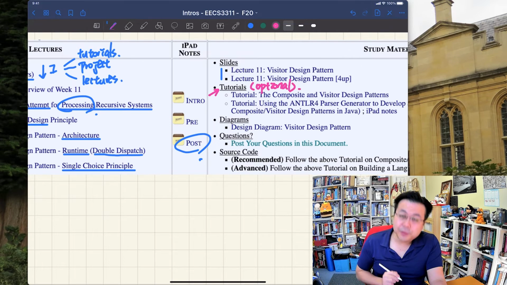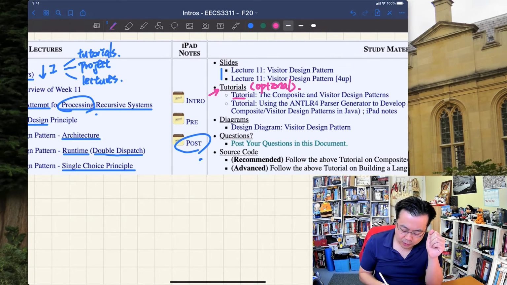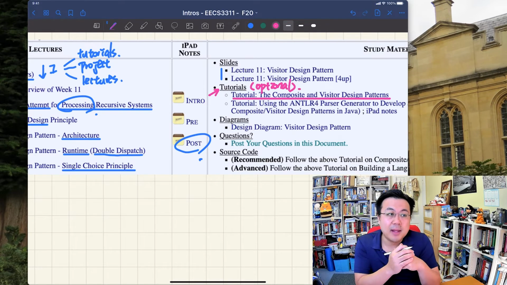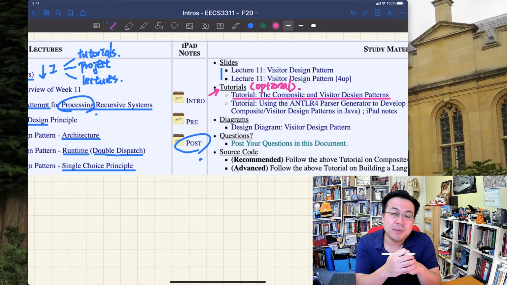However, for those of you who want to strengthen your understanding beyond the lectures, I would recommend at least following the tutorial for the composite and visitor design pattern. So that would be what I recommend. That one really tries to show you how to build the composite and visitor design patterns from scratch. So that could be a nice hands-on experience for you. Later on, if you try to program the visitor design pattern in any OOP language, that tutorial can also be beneficial.